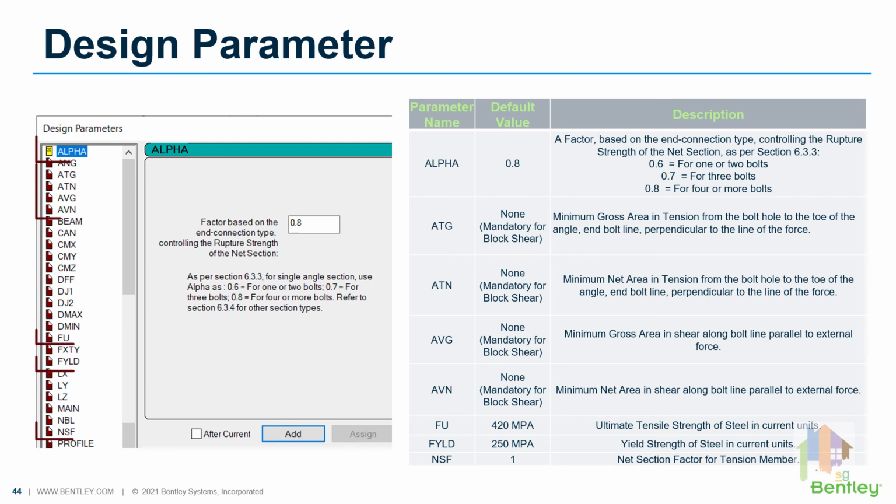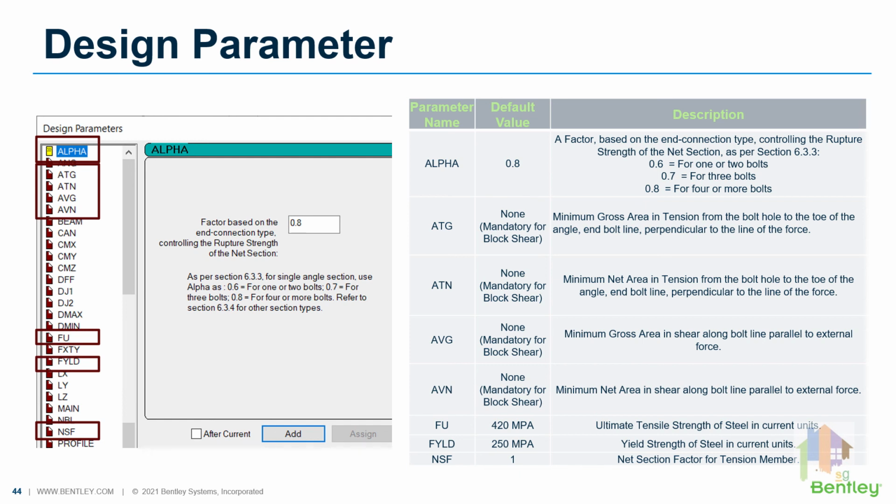There are 8 parameters which control the tension design. Alpha parameter is used in clause 6.3.3 to define bolt numbers for rupture. AVG, AVN and ATG, ATN are used for block shear check. FU and FYLD are the ultimate and yield stress value of steel. And finally, NSF parameter is used to calculate the net section area.